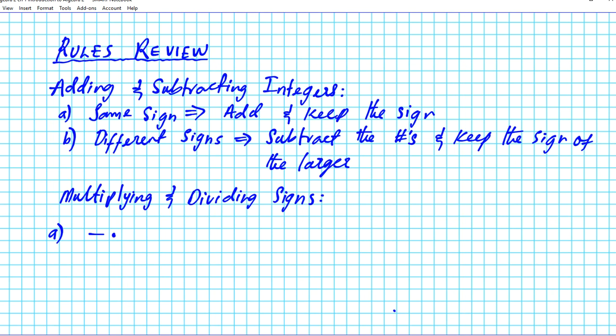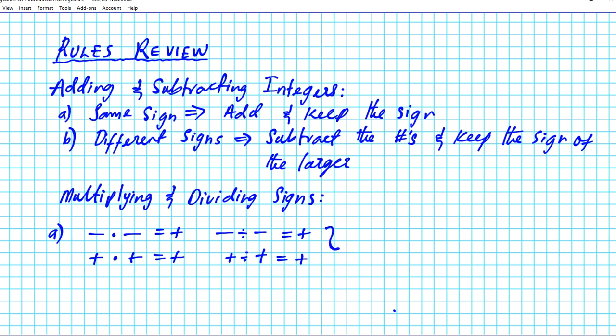What if you have minus times minus? Minus times minus is plus. How about plus times plus? Plus times plus is plus. All right, let's look at division. What if you have minus divided by minus? Minus divided by minus is plus. And then if you have plus divided by plus, the sign of your result will be plus.